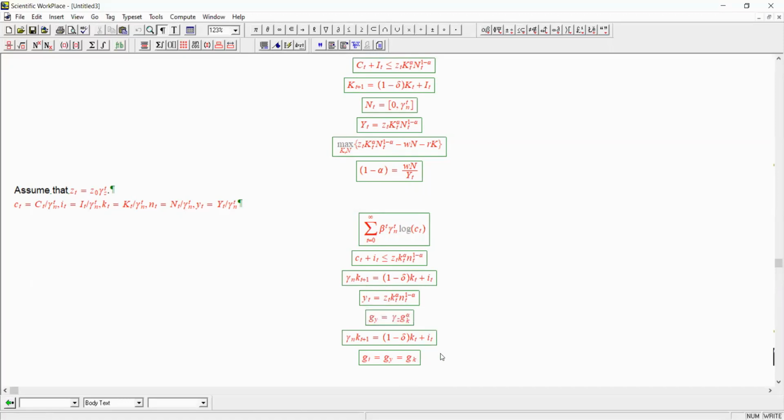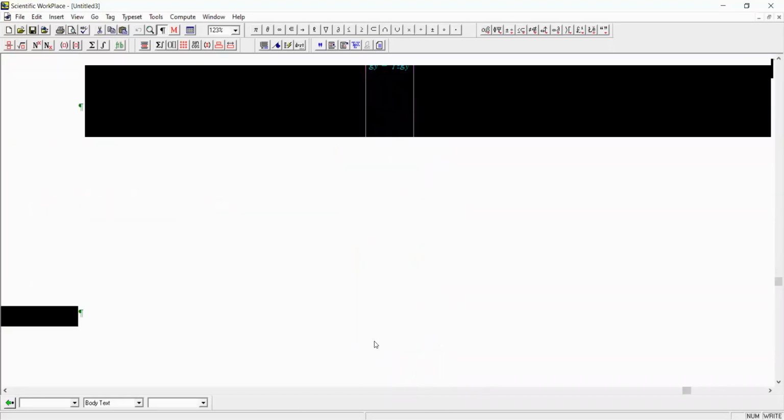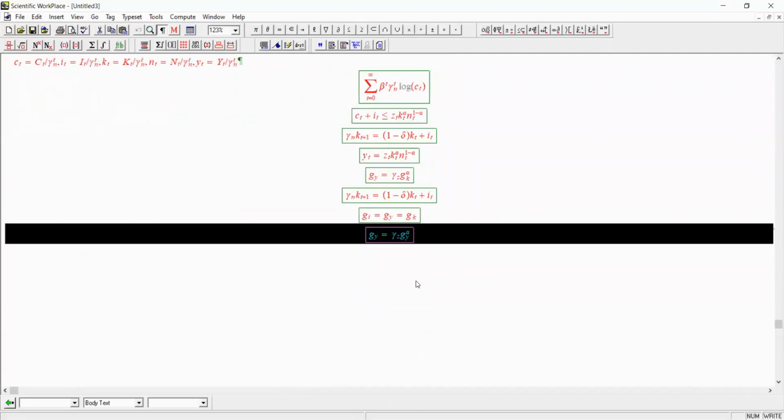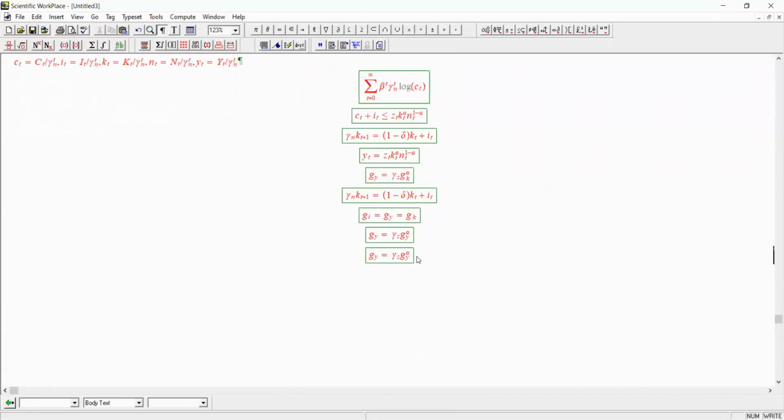Now we take this equation from before, and that means, of course, that this is the same thing as the growth rate of output. And that means that the growth rate of output on a balanced growth path must be equal to this function of the growth rate of productivity. What's the economic interpretation of this?